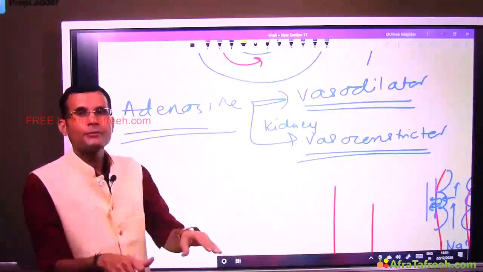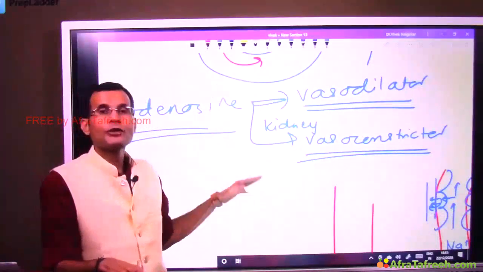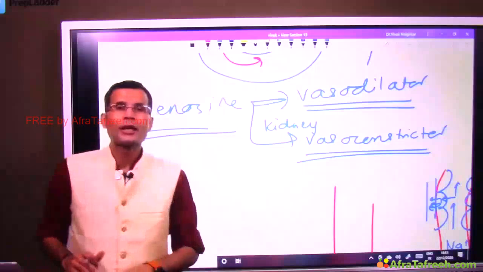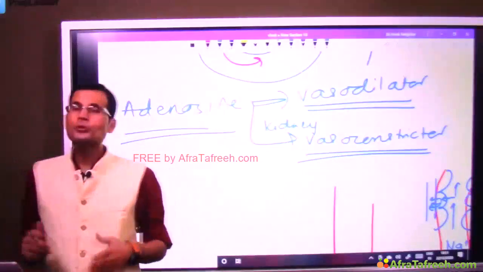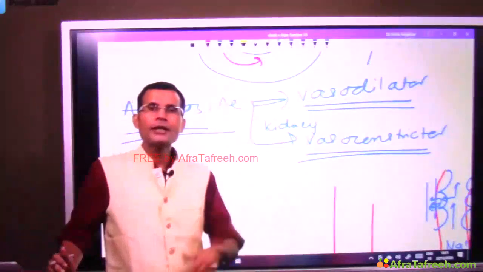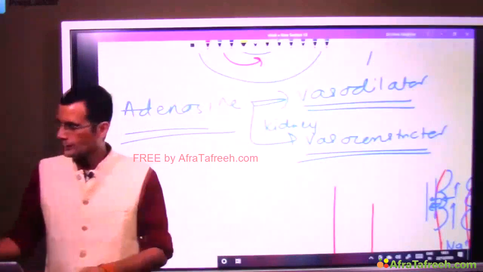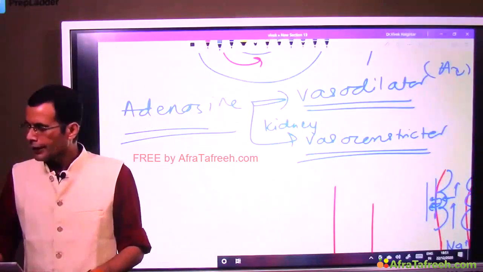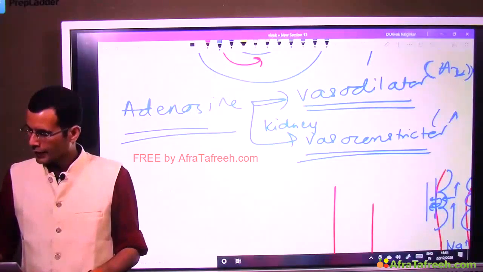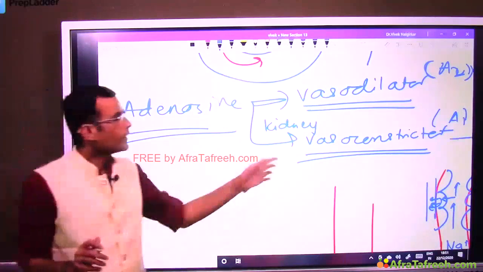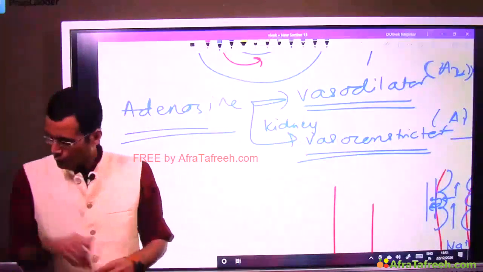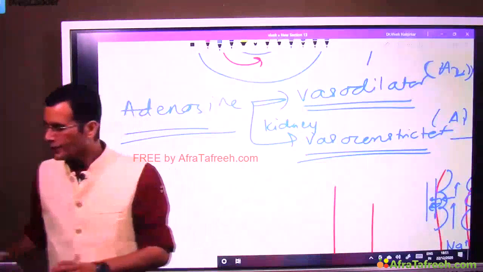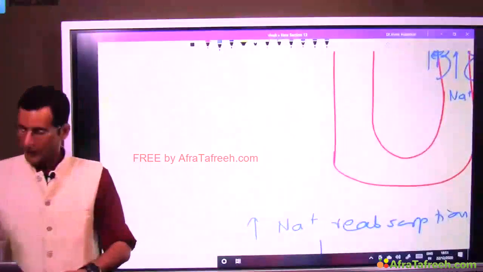But in the kidney, it leads to vasoconstriction. And that's because we have two types of receptors, A1 and A2. Generally the A2 receptors are found elsewhere, and in the kidney, there is the other receptor. So, adenosine is the one ligand.